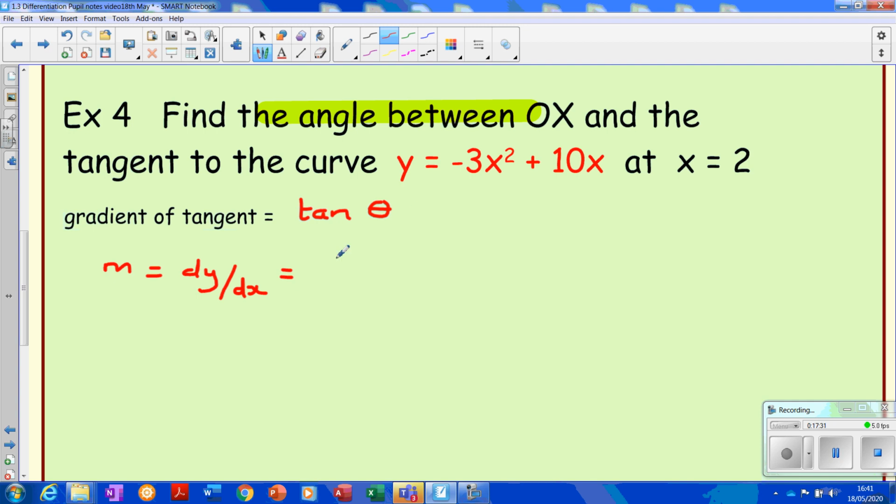So dy by dx for this one is going to be minus 6x to the power of 1, which is minus 6x, and 10x, the derivative of that is plus 10. So we want this at x equal to 2, so the gradient is going to be minus 6 times 2 plus 10. So minus 6 times 2 is minus 12. Minus 12 plus 10 is equal to minus 2. So the gradient is minus 2.